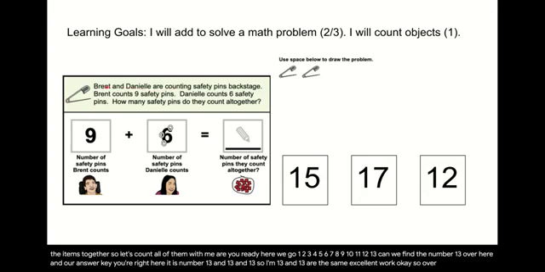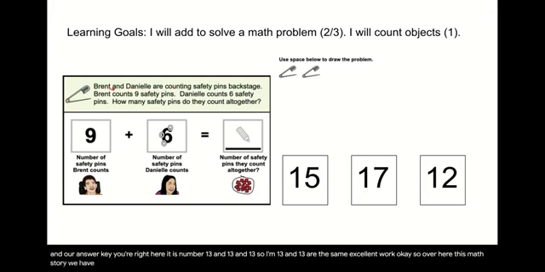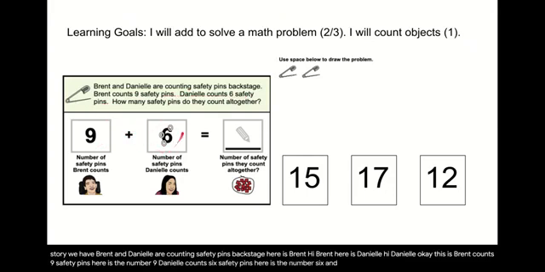Okay, so over here in this math story, we have Brent and Danielle are counting safety pins backstage. Here is Brent. Hi, Brent. Here is Danielle. Hi, Danielle. Okay, it says Brent counts 9 safety pins. Here is the number 9. Danielle counts 6 safety pins. Here is the number 6, and you can see we have our touch points.